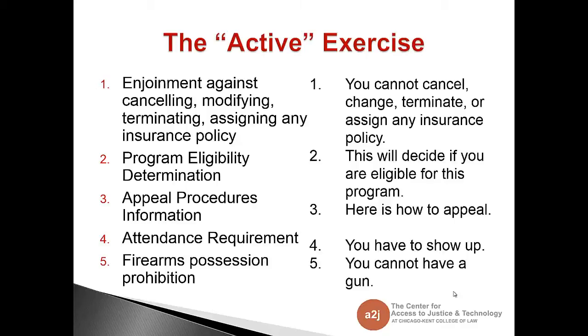The enjoinment against canceling, modifying, terminating, assigning any insurance policy becomes you cannot cancel, change, terminate, or assign any insurance policy. Program eligibility determination becomes this will decide if you are eligible for this program. The appeal procedures information is here is how to appeal. An attendance requirement means that you have to show up. And a firearms possession prohibition becomes you cannot have a gun.